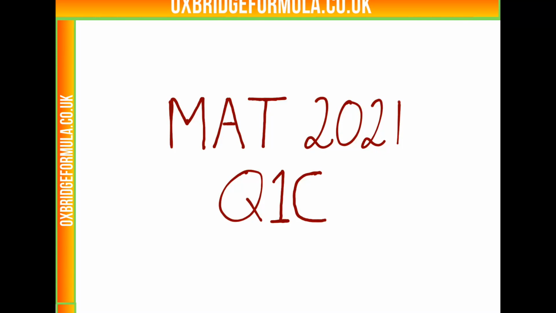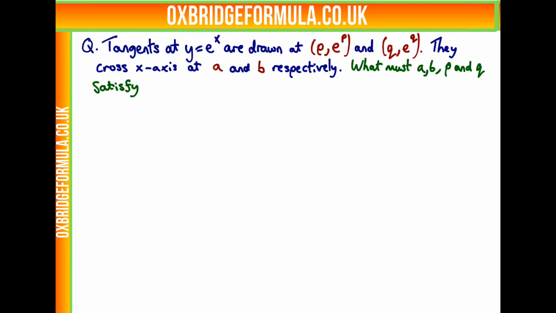This is Math 2021, question 1C. We're told that tangents to the curve y equals e to the x are drawn at P(p, e to the p) and Q(q, e to the q), and they cross the x-axis at A and B respectively. And we want to determine a condition that a, b, p and q must satisfy.